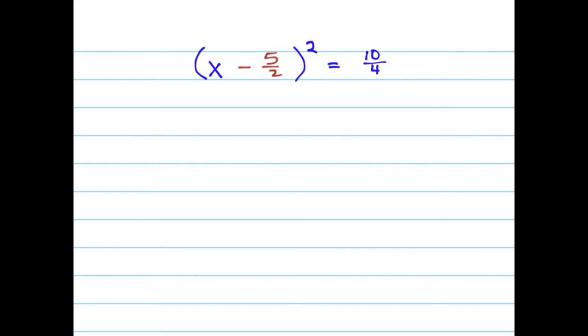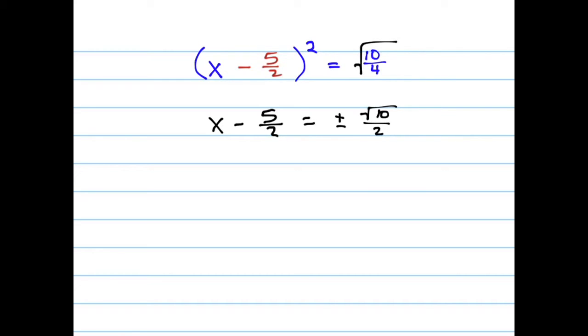So we said we take the square root of both sides. That gives us x minus 5 over 2 on the left. Now when we take the square root of 10 over 4, taking the square root of a fraction, you take the square root of the top over the square root of the bottom. That's simple. So we had square root of 10 over 2. Everybody okay with that? It's just like when you square a fraction, you square the top, you square the bottom. When you square root a fraction, you square root the top, square root the bottom.